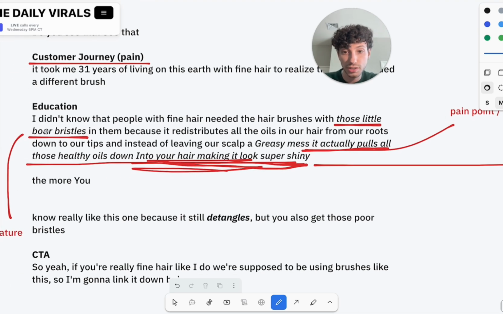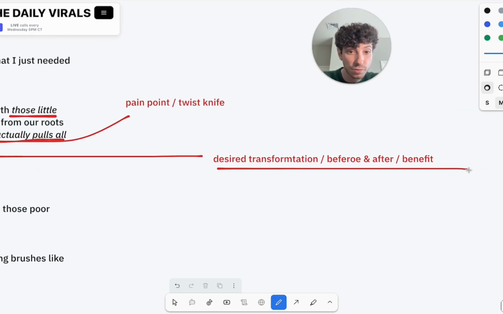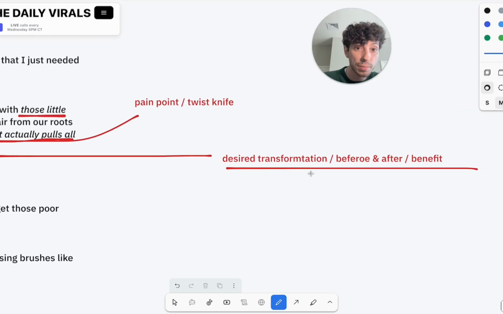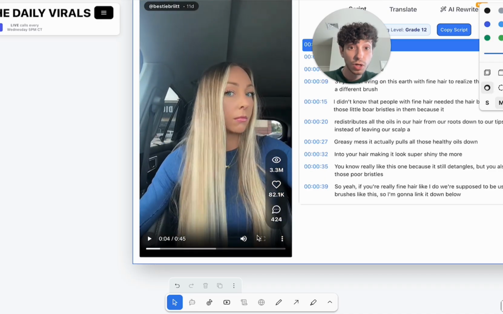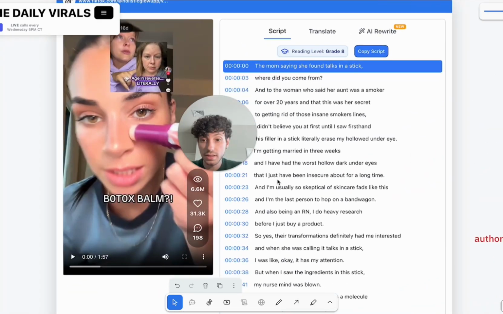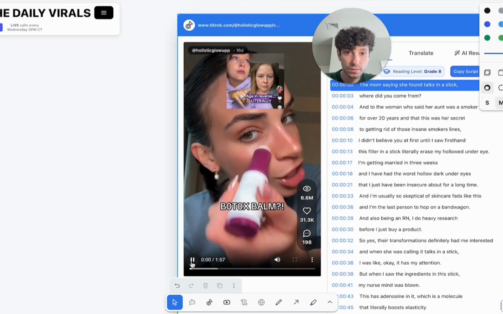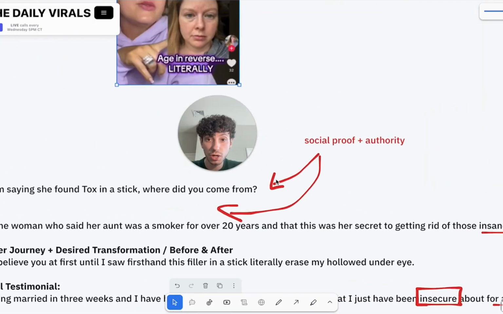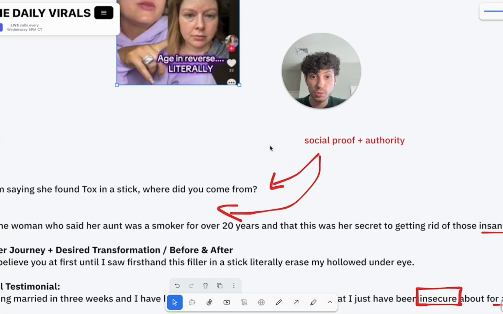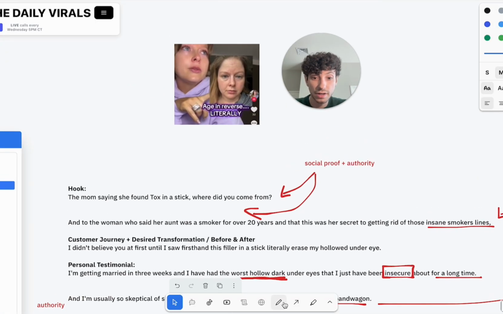Those little boar bristles make your hair super shiny, which is also that desired transformation, the before and after, or the benefit. She doesn't just tell you, watch this. She shows you the before and after of her hair. In this script right here, to the mom saying she found tox in a stick, where did you come from? When she shows this lady that has used this product and gotten the desired transformation of her target audience, that is social proof. Other people are using this. Other people are getting great results.